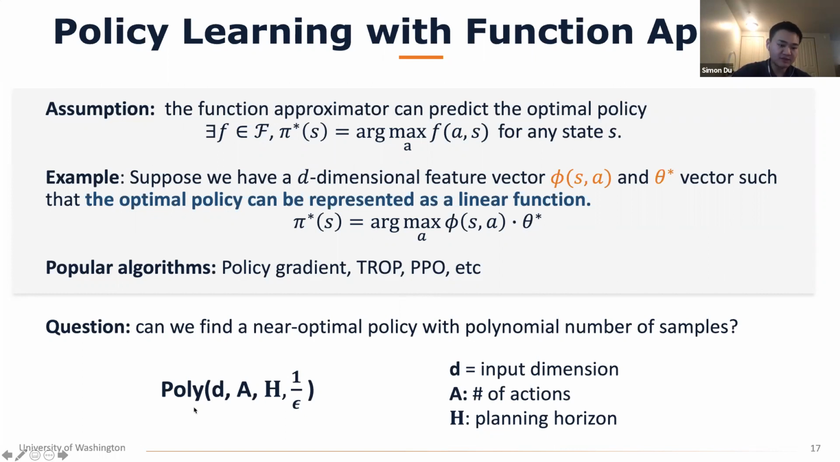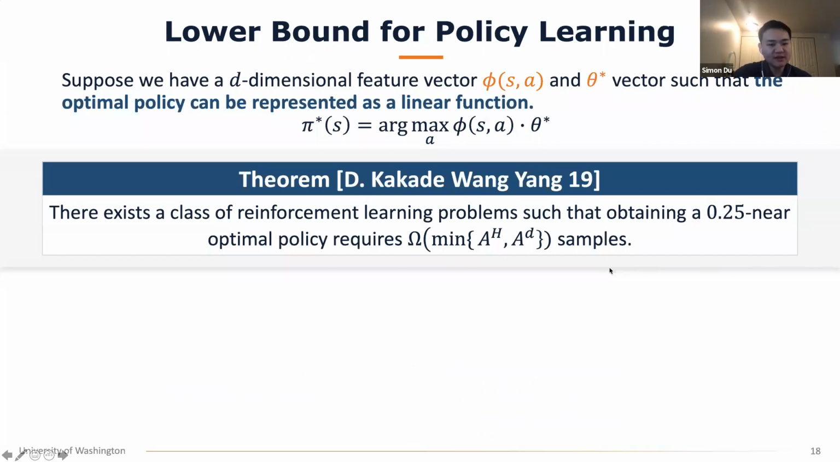Here again, polynomial is in terms of the input dimension, the number of actions, the horizon, and 1 over epsilon, instead of dependency on the number of states. For this setting, again, we can show an exponential lower bound. Here we don't even need any approximation error. Even in the realizable case, that is, the optimal policy can be represented by a linear function of this form, there exists a class of reinforcement learning problems such that obtaining a constant optimal policy needs A to the h or A to the d number of samples. So even for the realizable case, you need to pay an exponential number of samples.